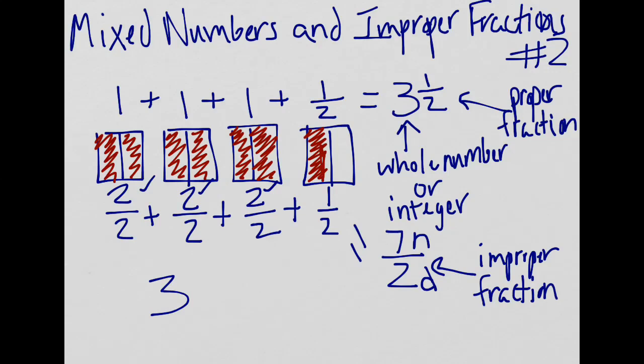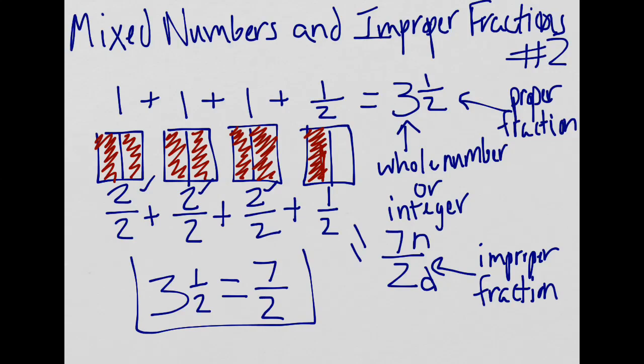So 3 and 1/2 is equal to 7 over 2. Both of these have the same value because we use the same model. They're just different ways of showing it. One is a mixed number and one is an improper fraction.